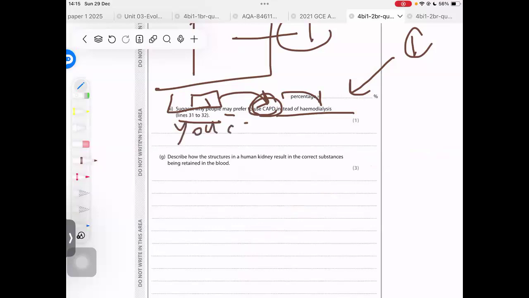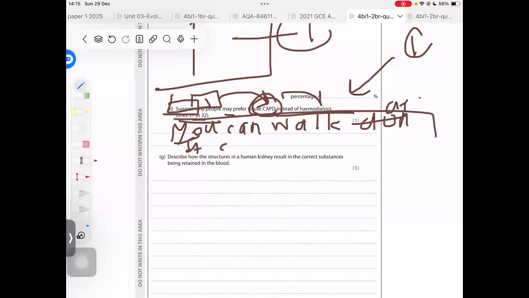You can walk around, or else you can write down: it can be done at home. You don't need to be at the hospital. You can walk around, or it can be done at home. The word suggest means you can write your own thoughts. You have to be a bit creative and think out of the box too. It's okay to write down what is in those 2 lines. They have given the mark for writing you can walk around, but you can also be a bit creative and write down a reasonable answer. Something like you can stay at home and do it, right?